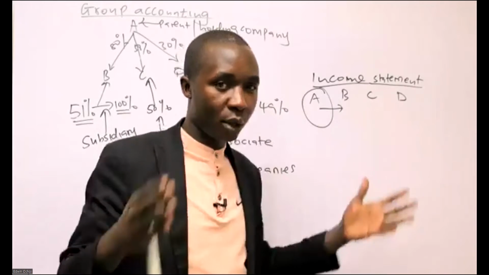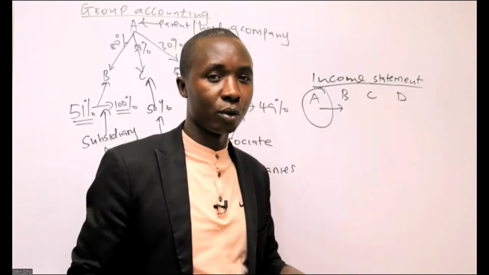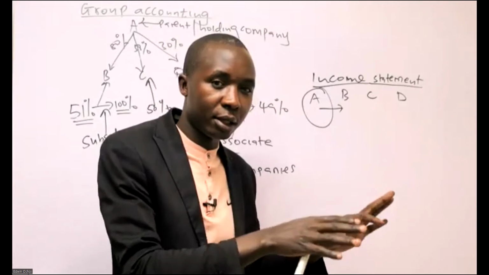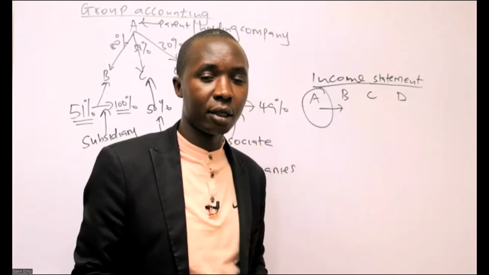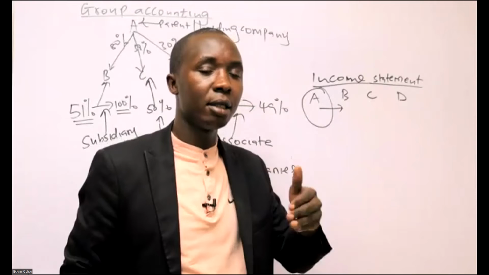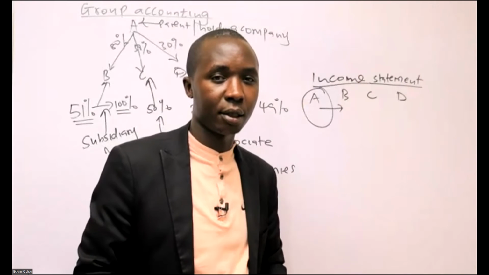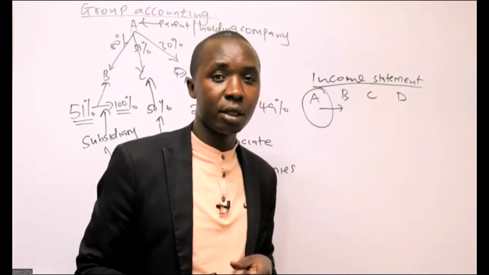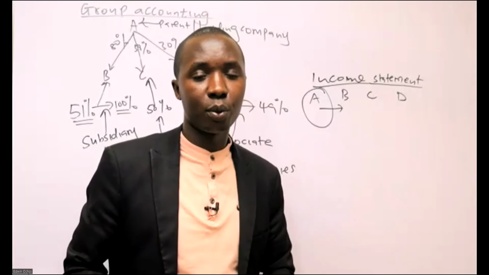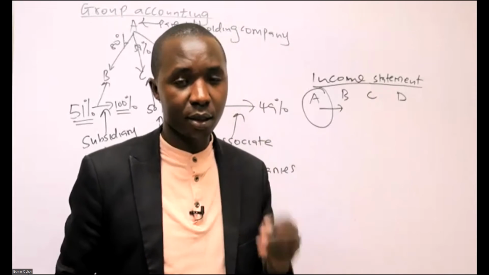So that is what I want to do for today. I tell you that when there's unrealized profit on stock, this is how you identify it, this is how you compute it, and this is where it's supposed to be adjusted. If there's unrealized profit on a fixed asset, this is how it arises. This is where it's supposed to be adjusted in the statements.